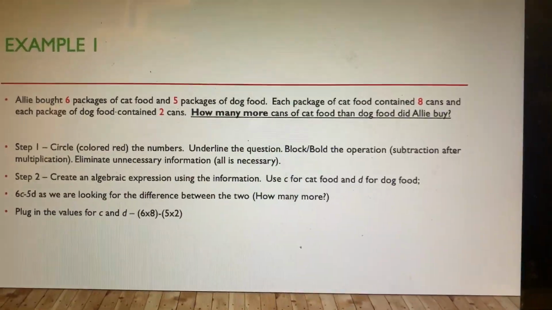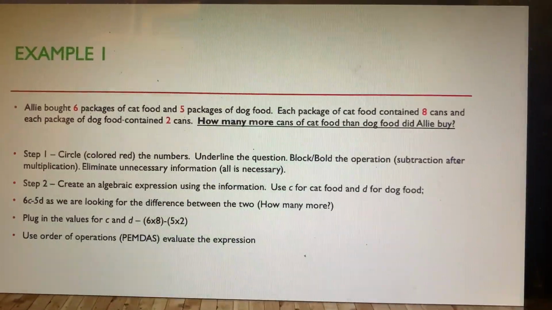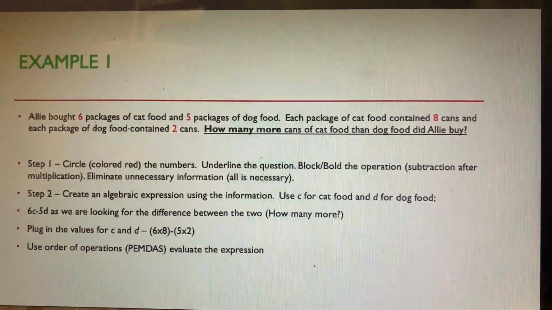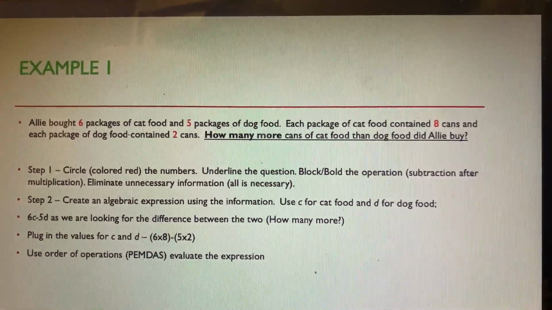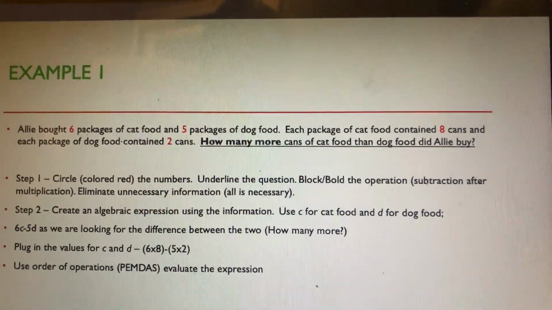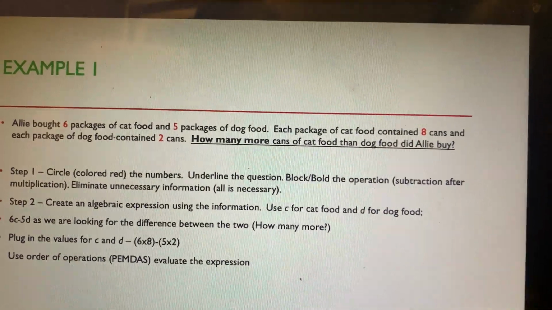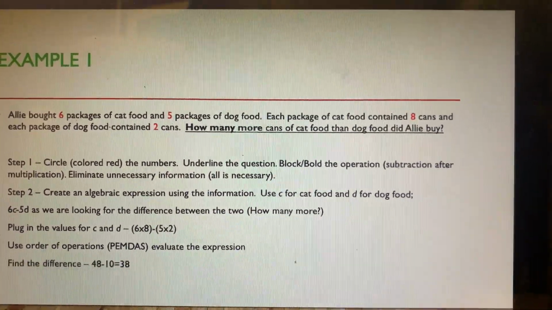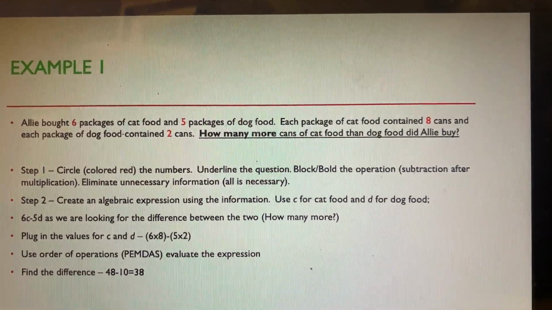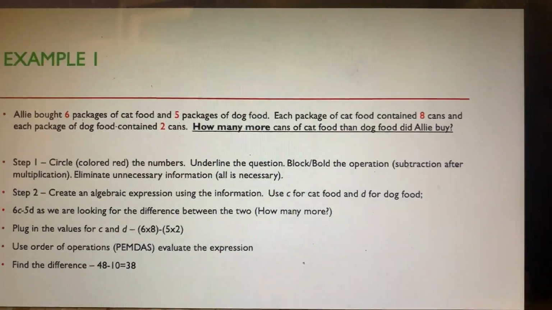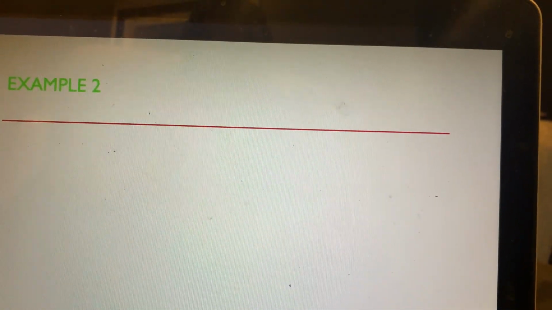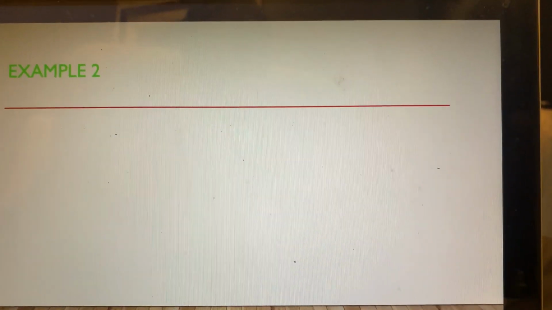We're going to use our order of operations, PEMDAS, to evaluate the expression. So we have 6 times 8 minus 5 times 2. We know we do what's in the parentheses first and the multiplication. So we're going to come up with 48 minus 10, which gives us a difference of 38. So the answer is, Allie bought 38 more cans of cat food than dog food.